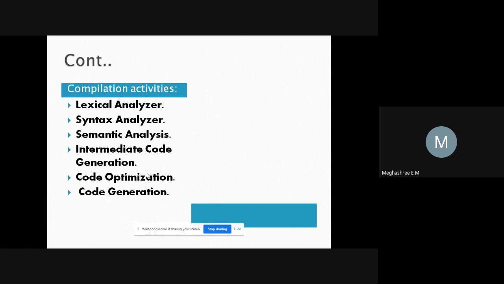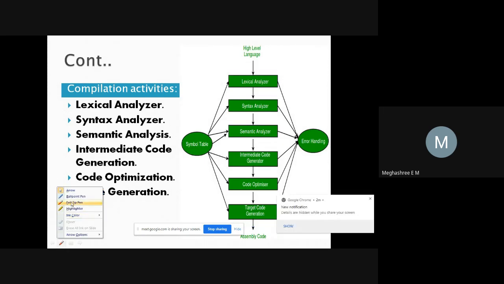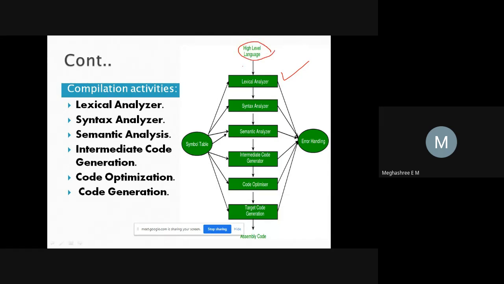Okay, this is depicted in this flow. So as you can see here, this is the first phase of compiler design, where the high level language is given to the compiler. This whole thing you can say is the compiler. It consists of all these phases. The high level language is fed into the compiler. So the first phase is lexical analyzer. Some process will happen in this phase.